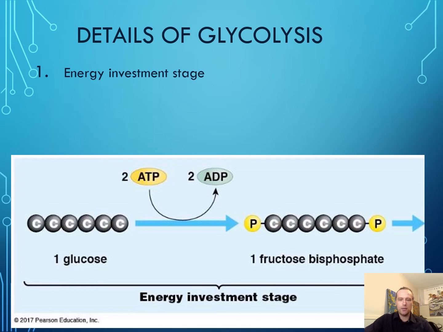Details of glycolysis are a little bit more complex. So number one, there's an energy investment stage. So we've got one glucose molecule here, and we're going to invest 2 ATP. I think ATP is like money, yeah? 2 ATP, and we phosphorylate glucose 1 time, 2 times.